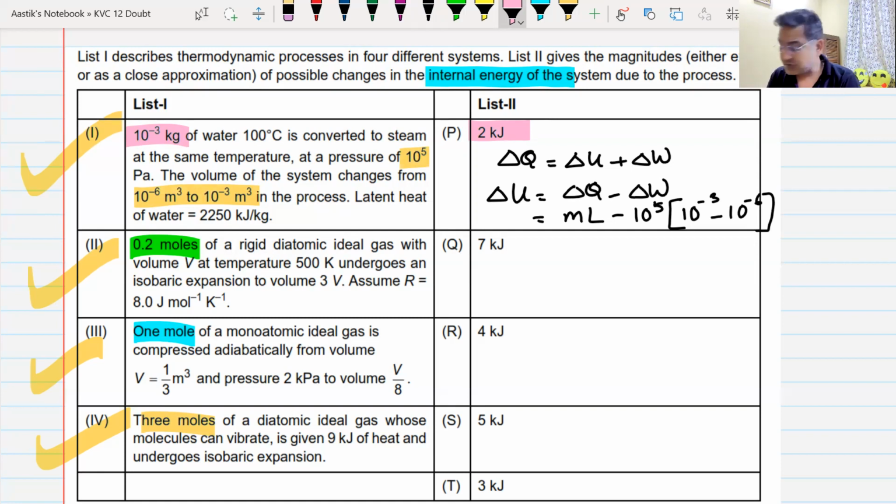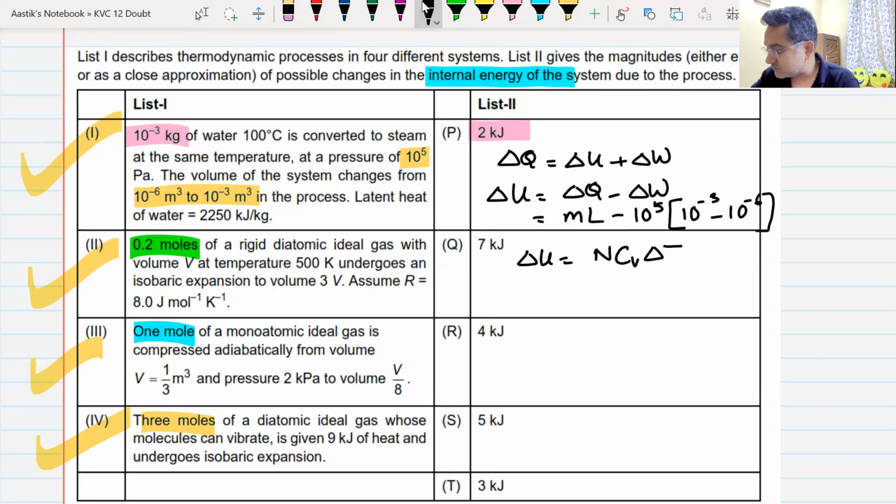You can also solve the second question. It's an isobaric expansion. What you got to do? Delta Q is n Cp delta T. N is given, Cp for diatomic gas is given. No, sorry, you have to find out delta U. Delta U is n Cv delta T.